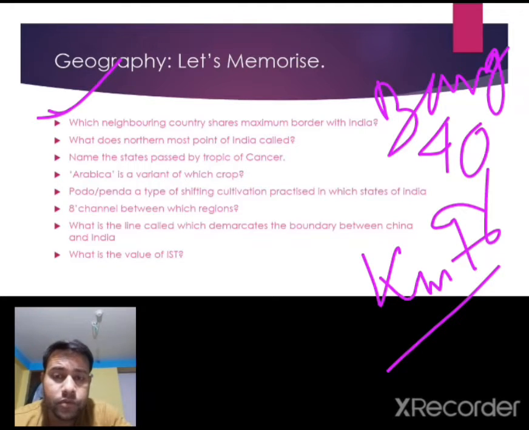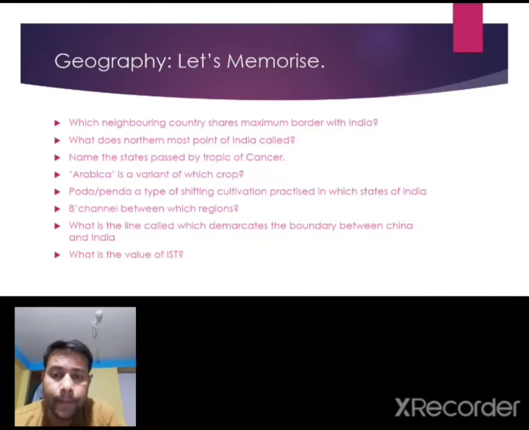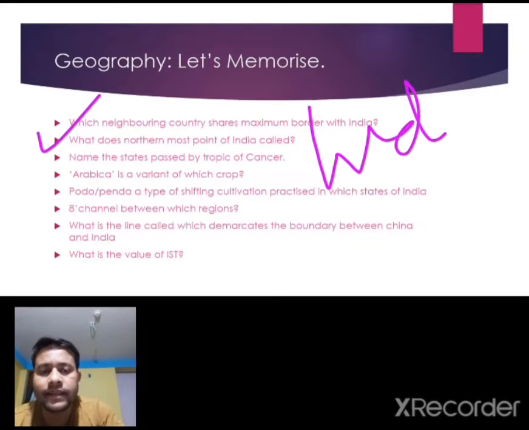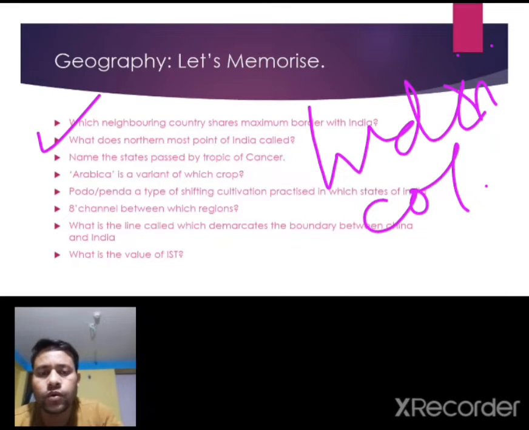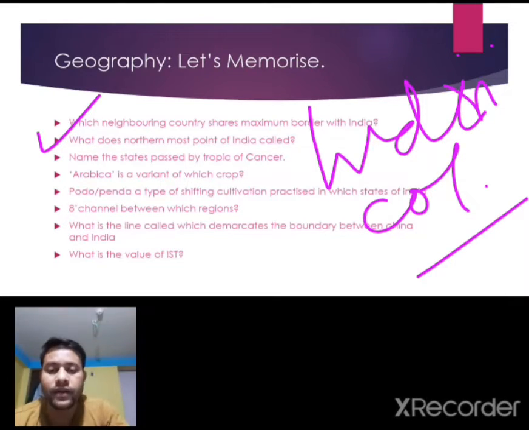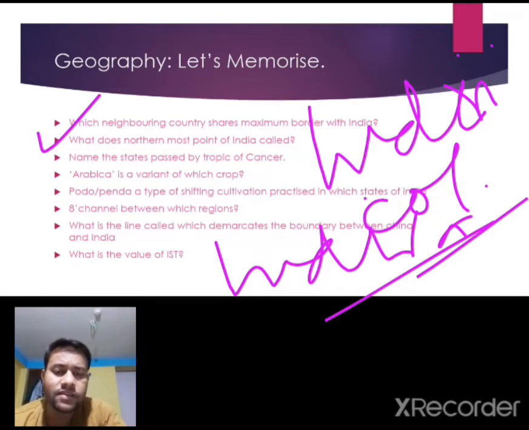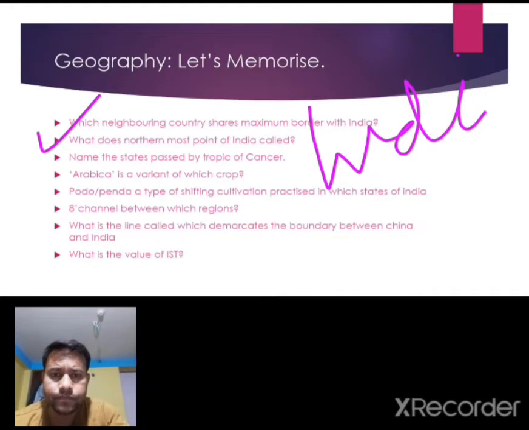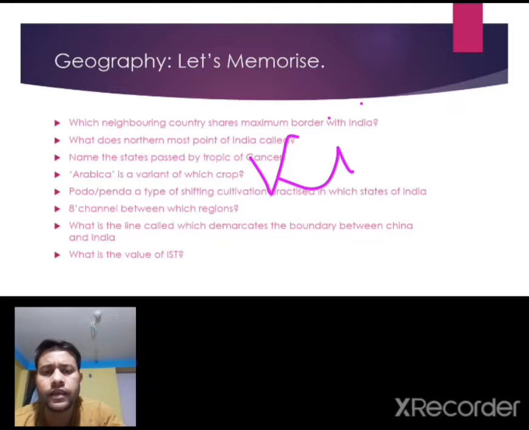Many more countries share a border with India, so we will learn them later on. Move on to the next question. What is the northernmost point of India called? The northernmost point of India is Indira Col. And the southernmost is called Indira Point. And the easternmost is Kibithu. It is in Arunachal Pradesh.